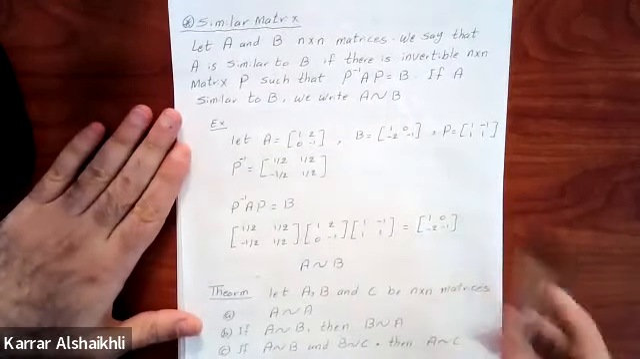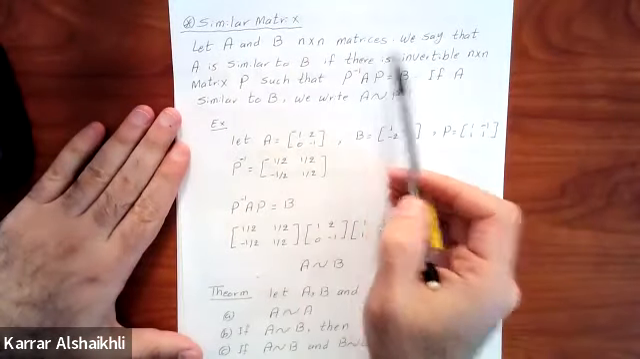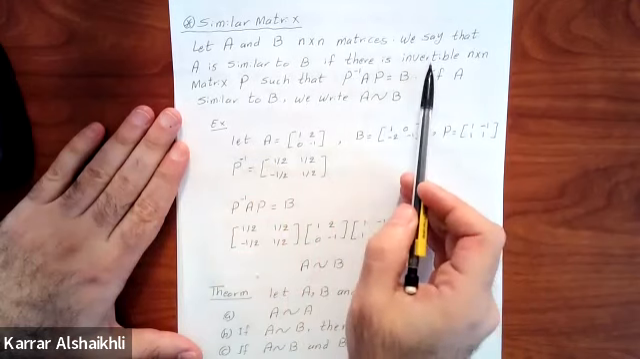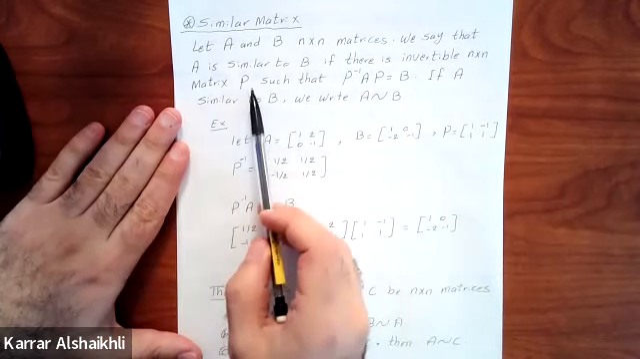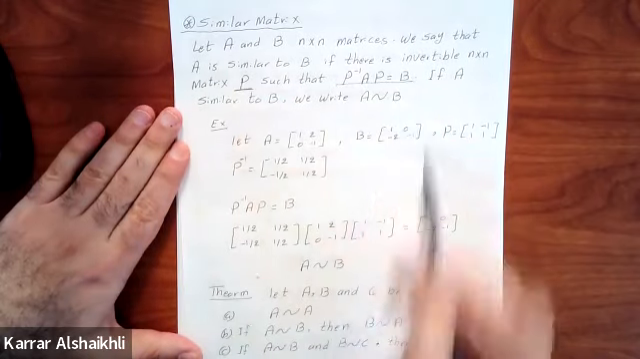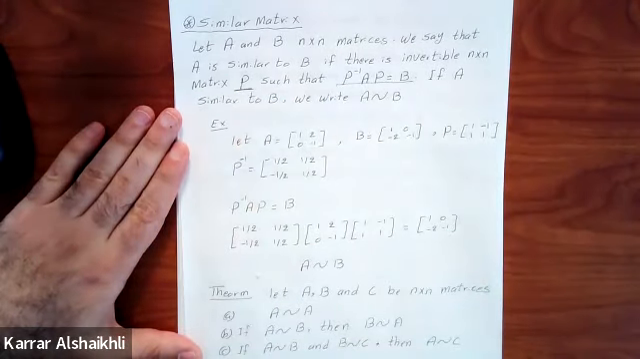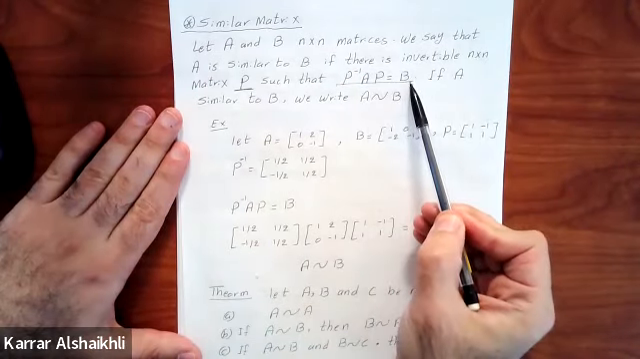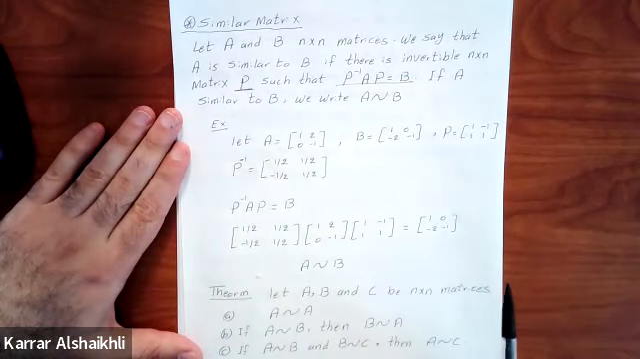Take A and B, n times n matrices. We say that A is similar to B if there is an invertible n times n matrix P such that this condition is satisfied. We're going to say A is similar to B if there is an invertible matrix P. Invertible, we already know the meaning of invertible.